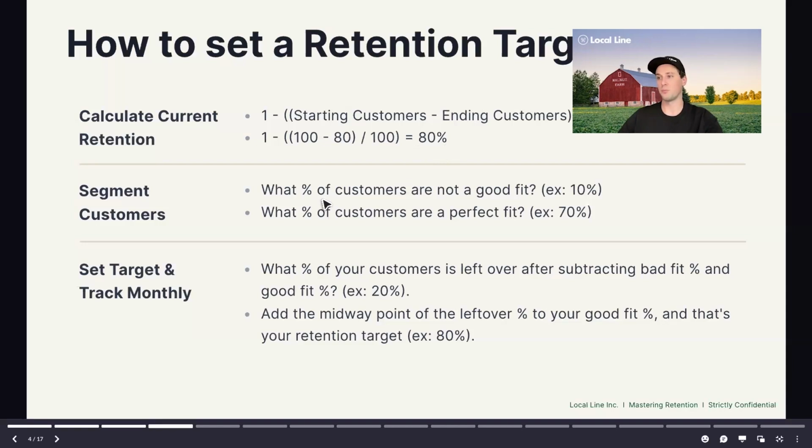Okay. Now, the simple way to come up with how to set a retention target. Here's what I normally recommend. This is the napkin math. I'm not saying this is the most scientific way to do it, but this is what I recommend.